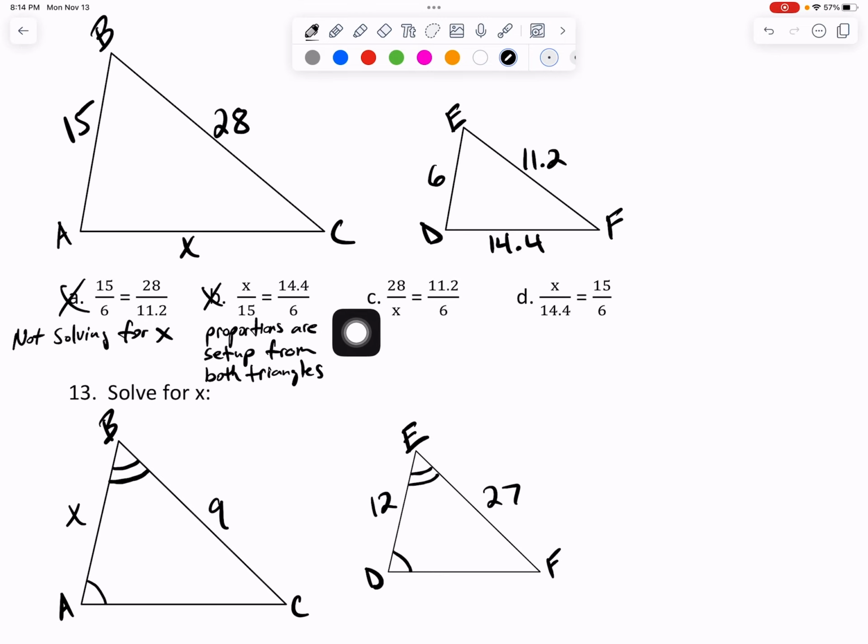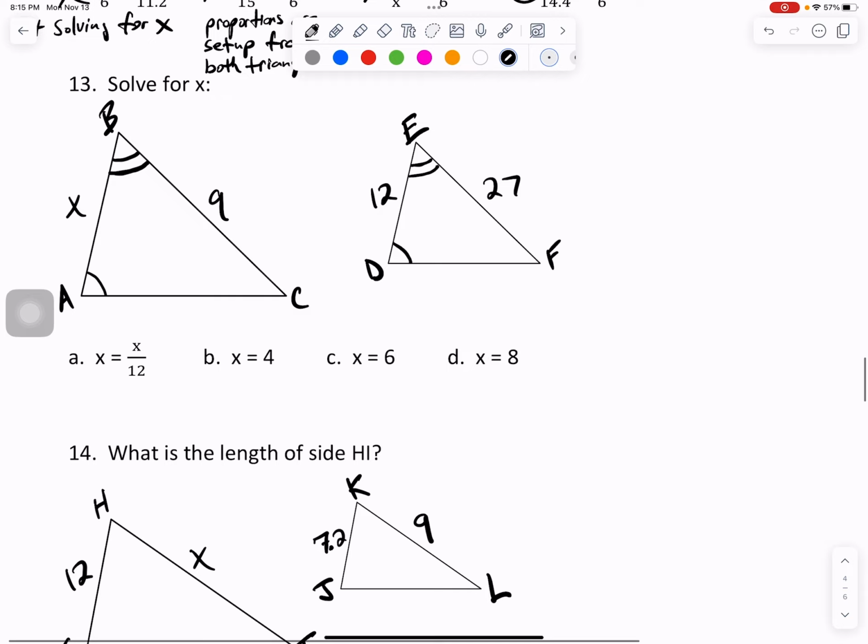Let's try answer choice C. We have 28 over x. Well, what do we know about answer choice B? It's the exact same kind of thing. Go ahead and get rid of it. Now, answer choice D is saying x over 14.4. Do we see our x? It's in the exact same location as our 14.4. That means it's corresponding sides, so that's perfect. This checks off. Equals 15 over 6. Our 15 is all the way to the left, that side, and our 6 is all the way to the left, that side. That means they're corresponding sides. That checks off, and answer choice D is your answer.